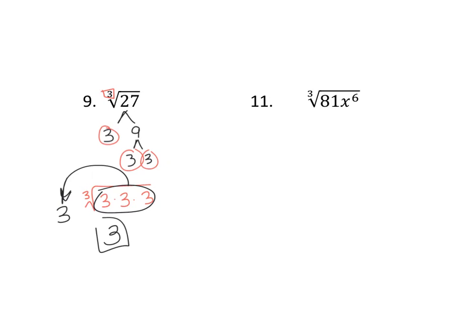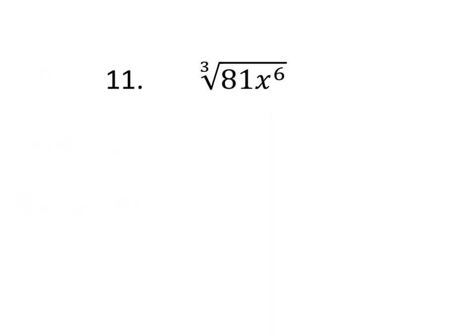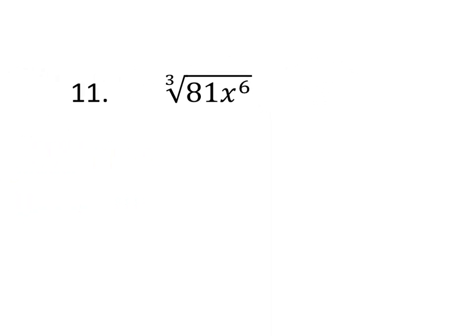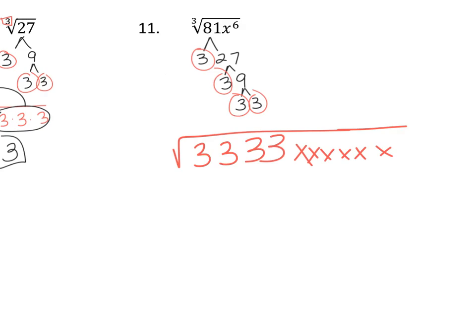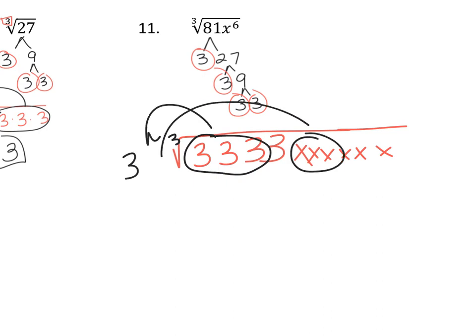Now, what I would like you to do is, if you got to this point of the lesson and you're like, you know what, this actually isn't that bad, I want you to try number 11 by yourself. I'm just going to post the solution in a moment. So I did my prime factorization of 81x to the 6th and got 3 times 3 times 3 times 3 times x times x times x times x and so forth. Triple on the inside, single on the outside. I have 1 triple 3 and I bring it out. I have 1 triple x and I bring it out. And I have another triple x and I bring it out.